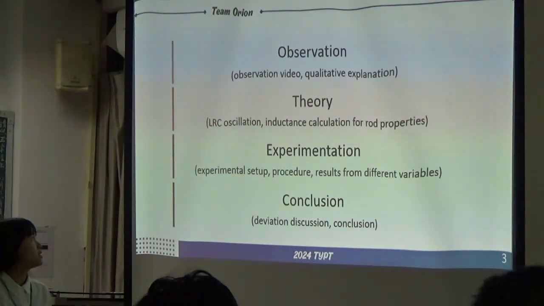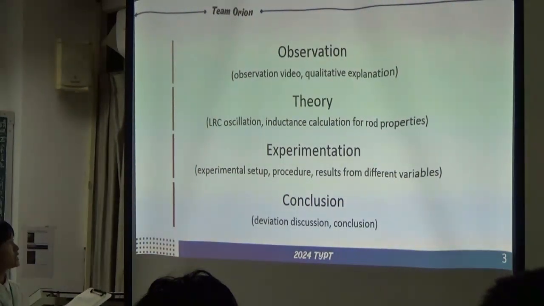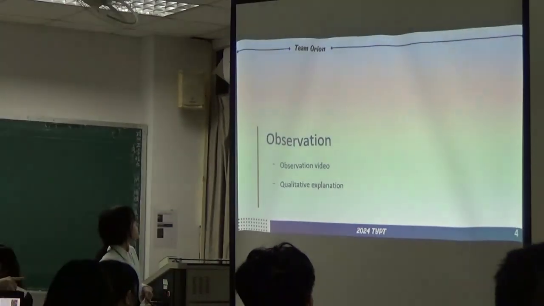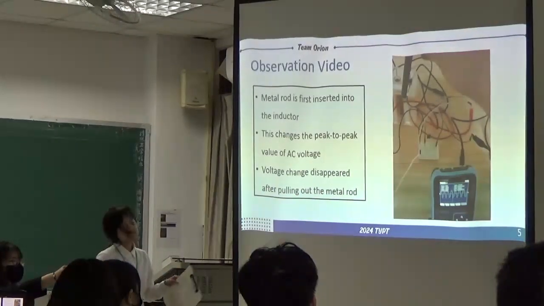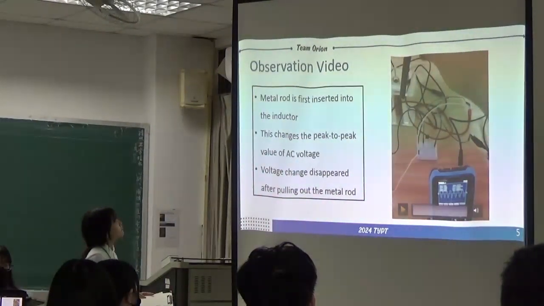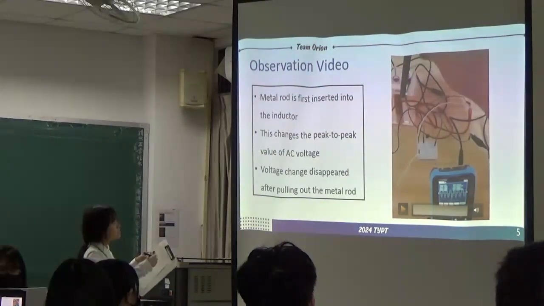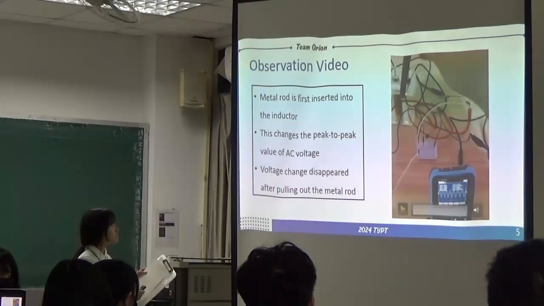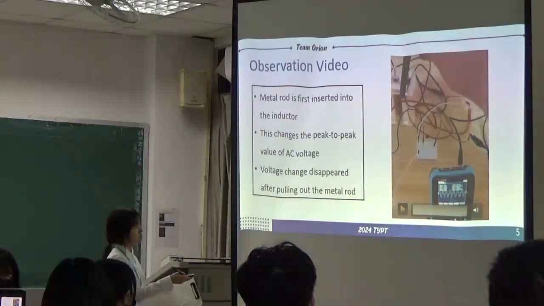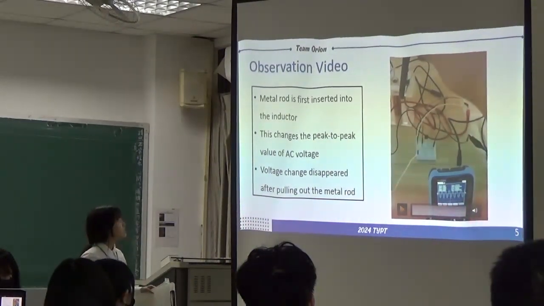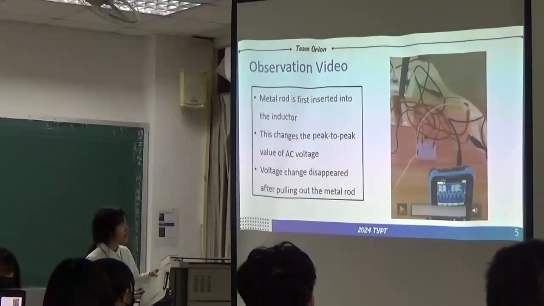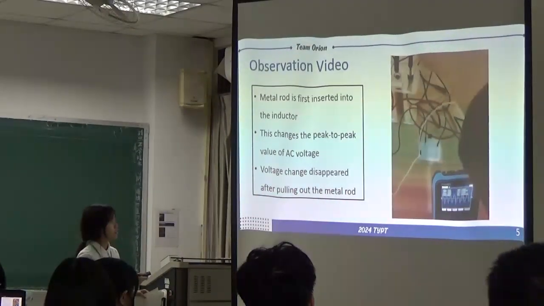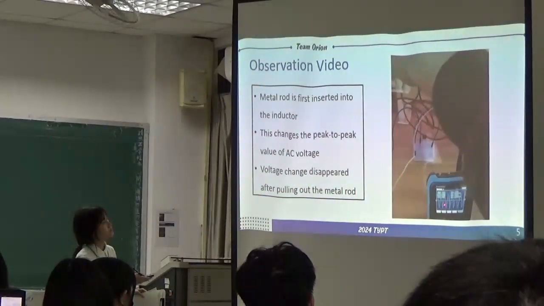So this is our outline of the report, including observation, theory, experimentation, and conclusions. First we will get into the observation. As you can see in the observation video, we first insert the metal rod into the inductor. This changes the peak-to-peak value of the AC voltage, as you can see here. And then the voltage change disappears after pulling out the metal rod. And this is the metal rod we use.